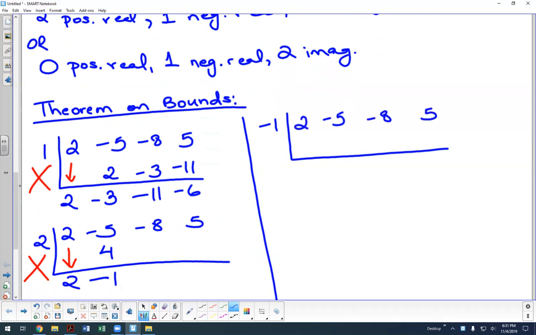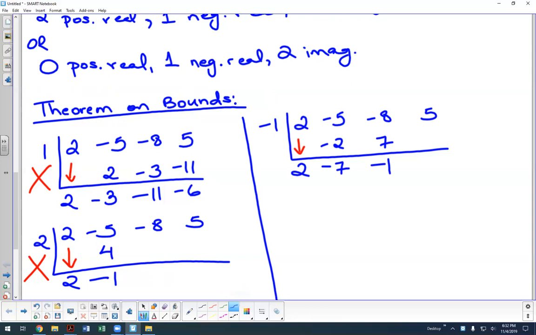Now, when you're looking for lower bound, what should your bottom row of synthetic division have? Yeah, they should alternate in sign, right? So positive, negative, or negative, positives. Bring that first number down as it is. So this guy will give us -2, -7. So far, so good. Negative and negative is positive. But this gives us -1.